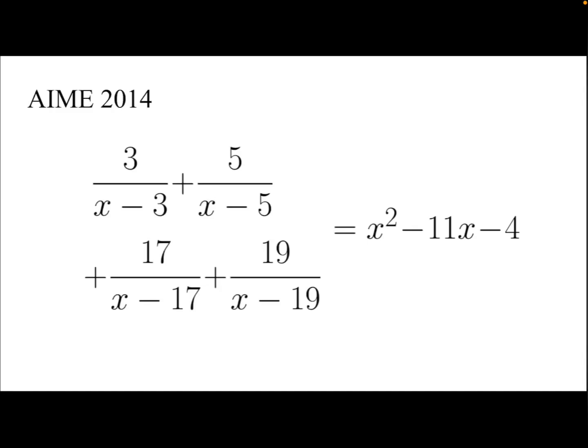In this video, we're going to solve a problem taken from AIME 2014. To solve the equation: the sum of the fractions 3 over x minus 3, 5 over x minus 5, 17 over x minus 17, and 19 over x minus 19 equals x squared minus 11x minus 4.